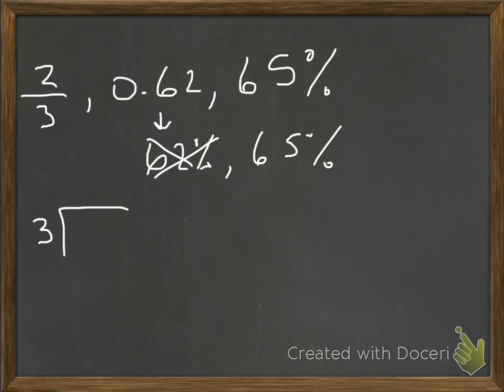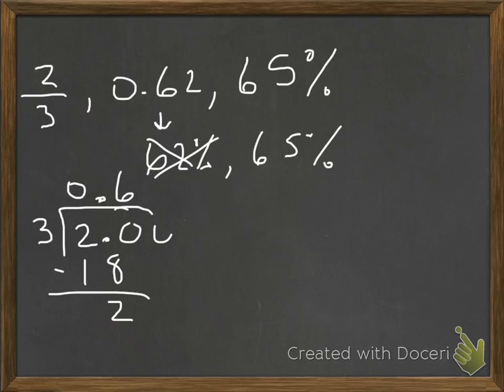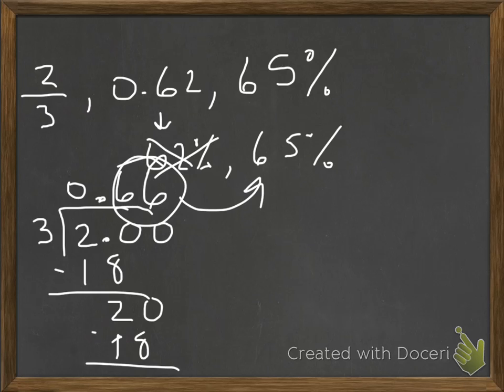So 2 divided by 3. Add my decimal and my 0 because it does not go. 3 cannot go into 2. 3 into 20 goes 6. Already I see that this is going to be 60%. 3 into 20 again goes 6. And this one's probably going to keep going on, but I already have 66 here, which is bigger than 65. So 2/3 is greater than 0.62 and 65%.